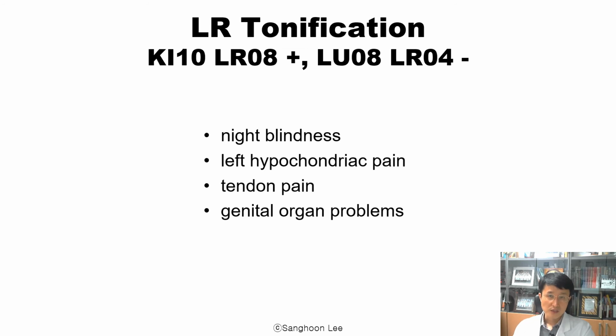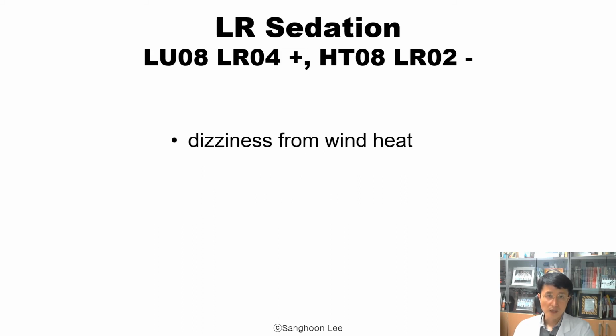Liver tonification formula is reinforcing kidney 10, liver 8, and reducing lung 8 and lung 4 points. It can treat night blindness, left hypochondriac pain, tendon pain, and genital organ problems. Liver sedation formula is reinforcing lung 8, liver 8, and reducing heart 8 and liver 2. It can treat disease from wind heat.